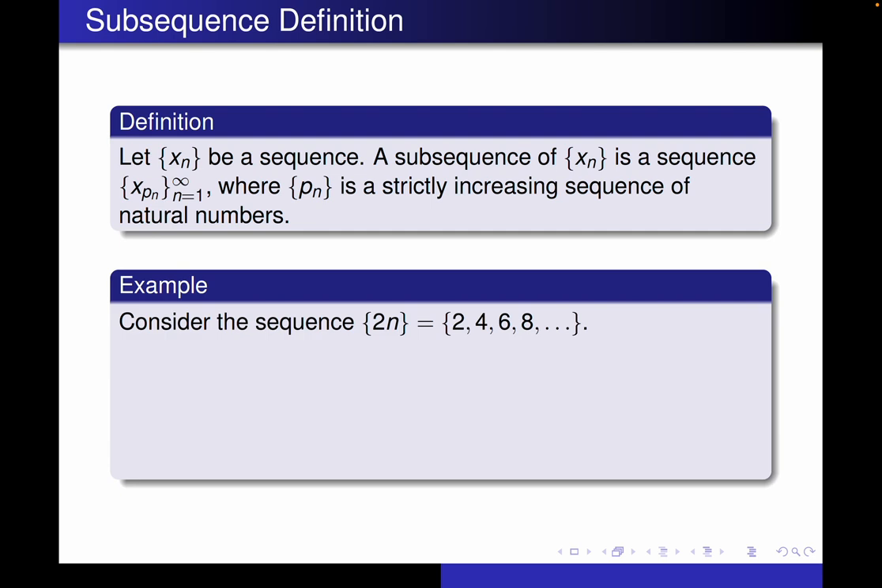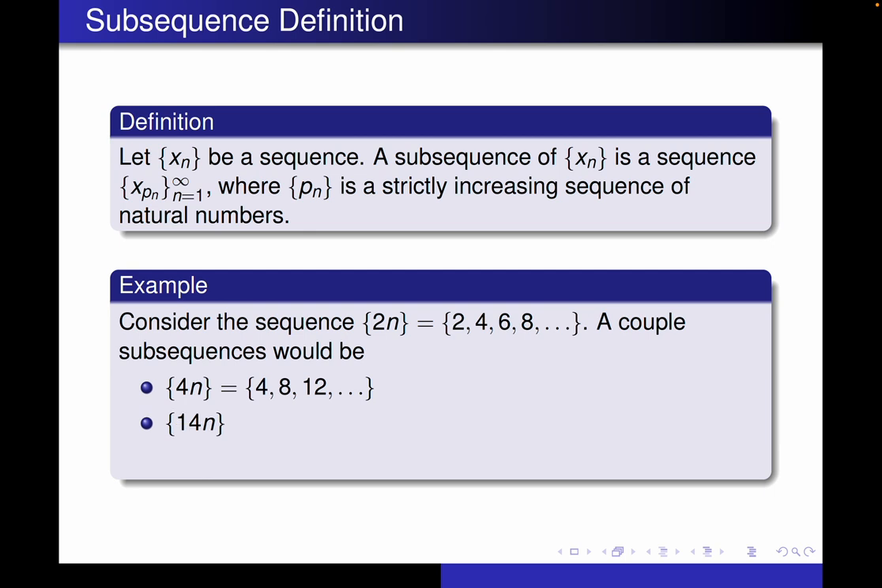So for instance, if we have the sequence of the even natural numbers, 2, 4, 6, 8, etc., here are some subsequences. We can look at the multiples of 4: 4, 8, 12, 16, etc. The multiples of 14: 14, 28, 42, etc. We can look at all of the terms of the form 6n plus 2, and we get 8, 14, 20, 26, etc.